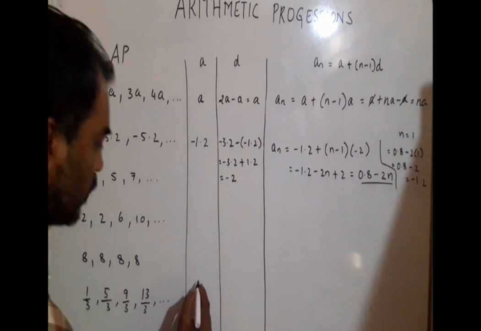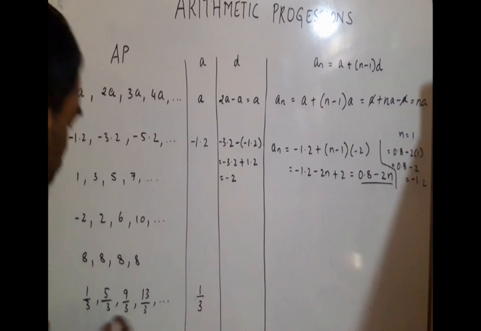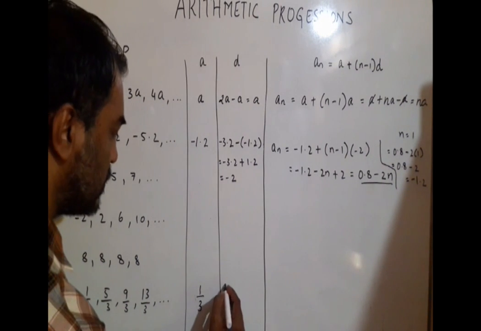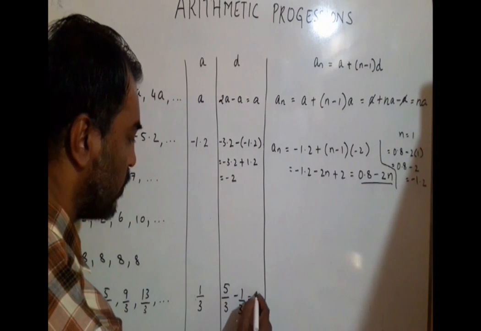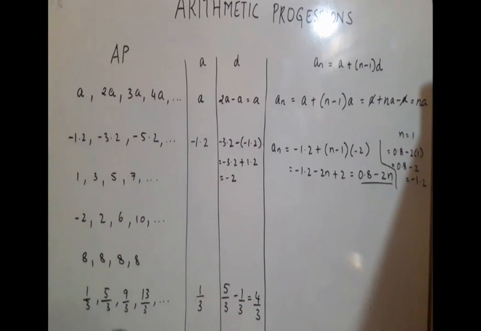The first term of the sequence is 1 upon 3. The common difference is 5 by 3 minus 1 upon 3. So we have 4 upon 3, the common difference.